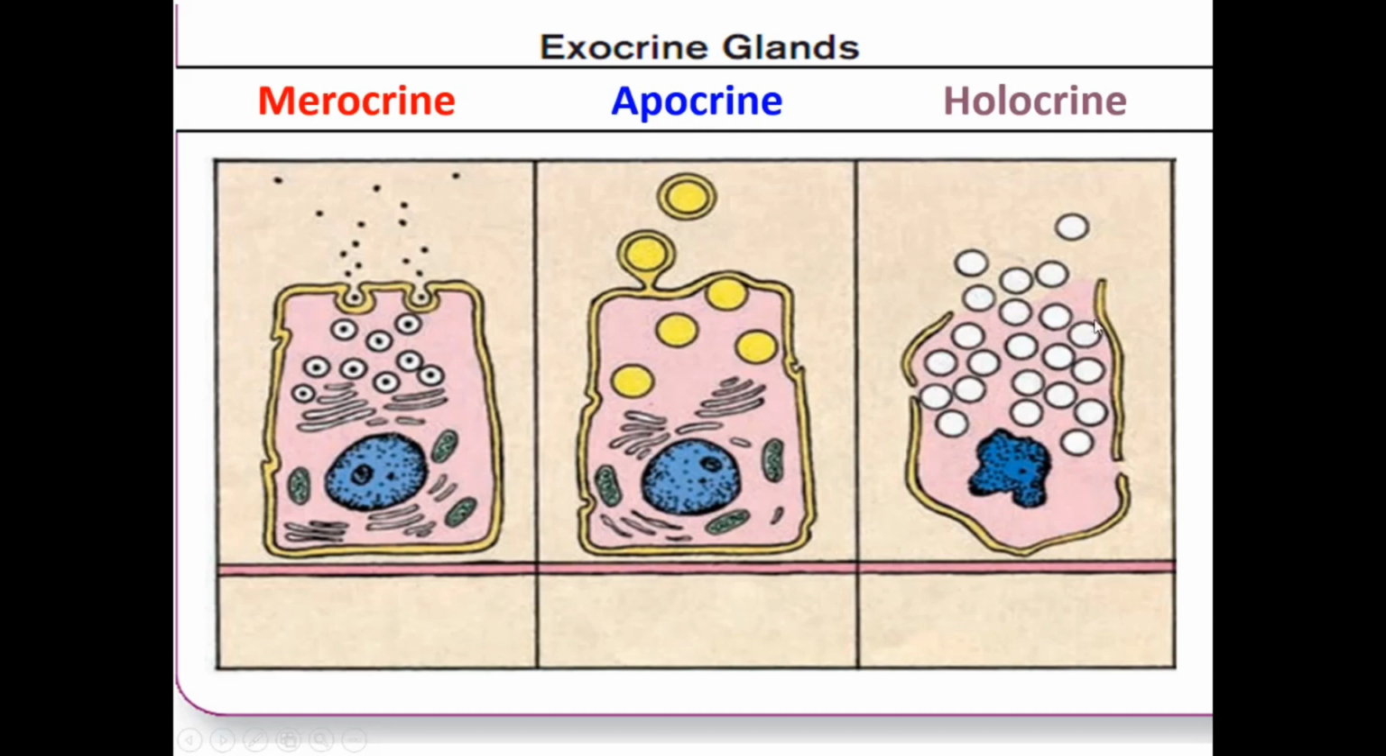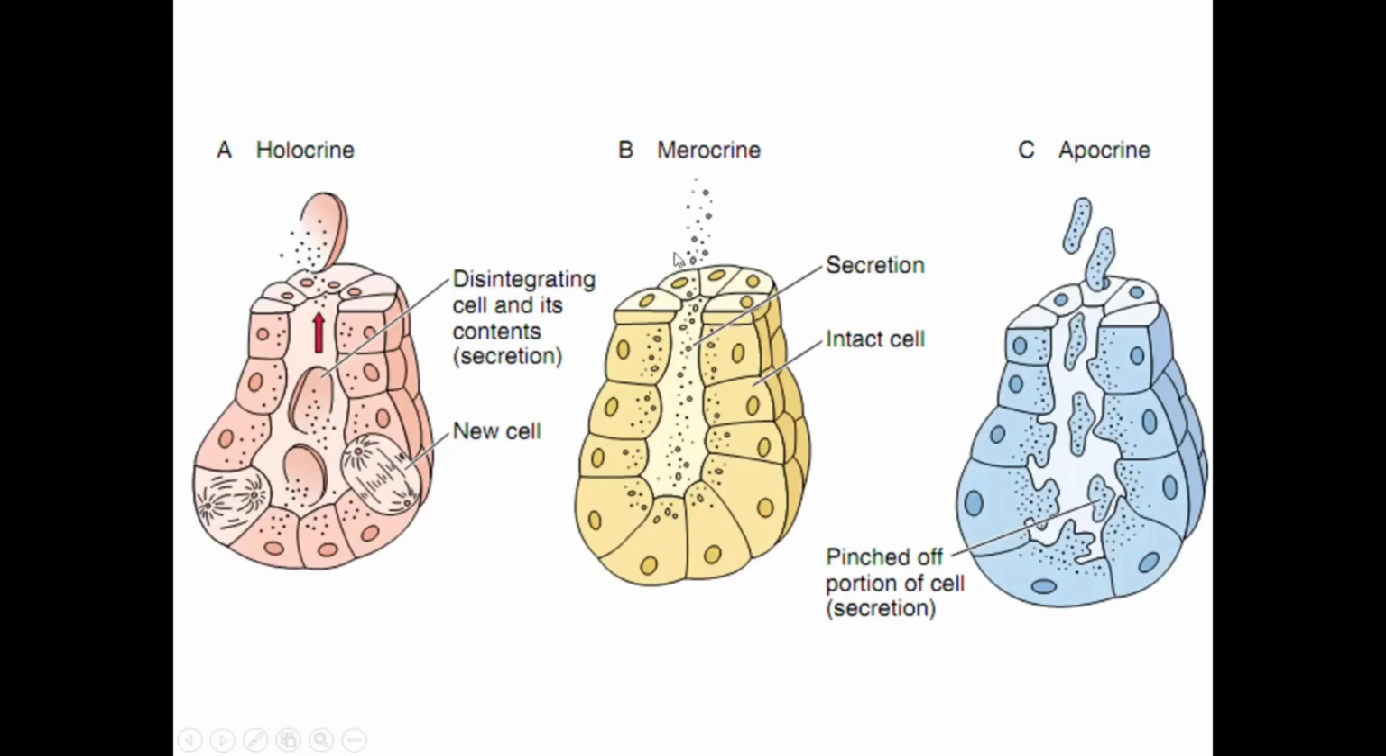And the last group, the cells accumulate materials inside of the cells until the cell dies by this accumulation, and the whole of the cell detaches from the gland and is released out of the gland. We call it holocrine. So by the mechanism of the secretion, we can divide the glands in three groups: merocrine, apocrine, and holocrine. Let's see these three kinds of glands.